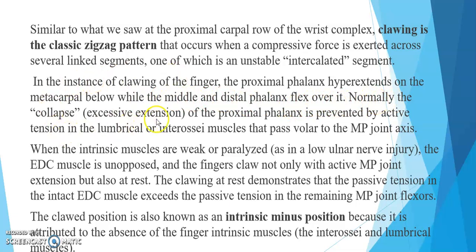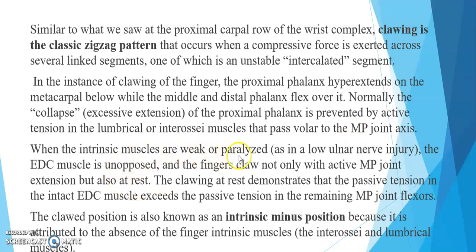Normally, the collapse, the excessive extension of the proximal phalanx, is prevented by active tension in the lumbrical and interossei muscles, which play a mild role in extension. We understood that earlier: they have a role in the extensor expansion. So that will prevent excessive collapse.